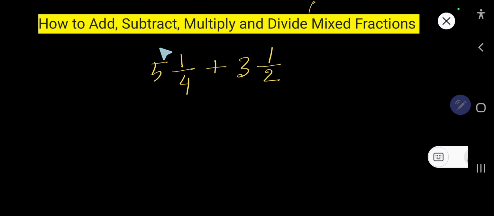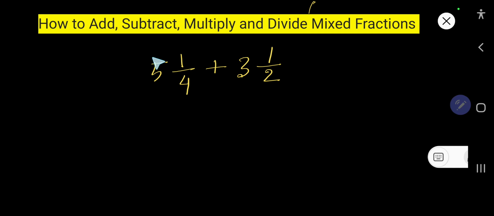From this video, you will learn how to add, subtract, multiply, and divide mixed fractions. So this is a mixed fraction. This is a mixed fraction. Would like to add this mixed fraction with this mixed fraction. I will show you three methods for adding these two mixed fractions. Let me show you the first method.